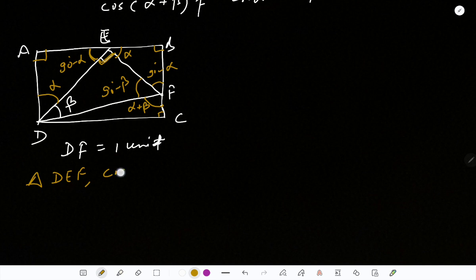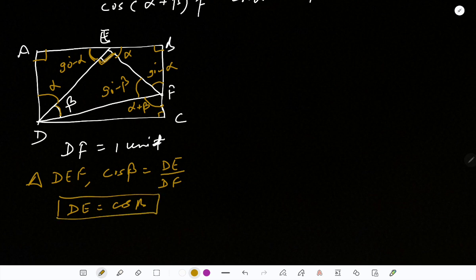Considering this triangle DEF, you can find cos beta. Cos beta will be base, that is DE, upon hypotenuse DF, and DF is 1 unit. That means you have DE equals cos beta. You got your first result. Congratulations.